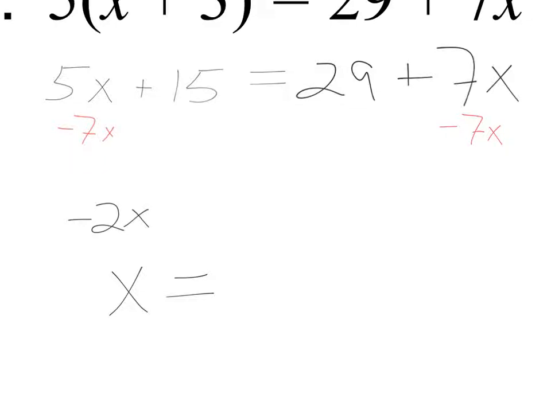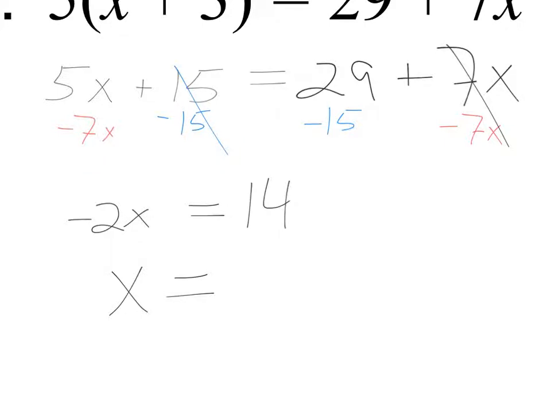On the left and on the right-hand side, those would knock each other out. Now, if my x's are on the left side, I want the plain old numbers on the right side, on the other side of the equal sign. So I need to get rid of that 15, but whatever I do to one side, I have to do to the other. 29 minus 15, that's going to give me 14.